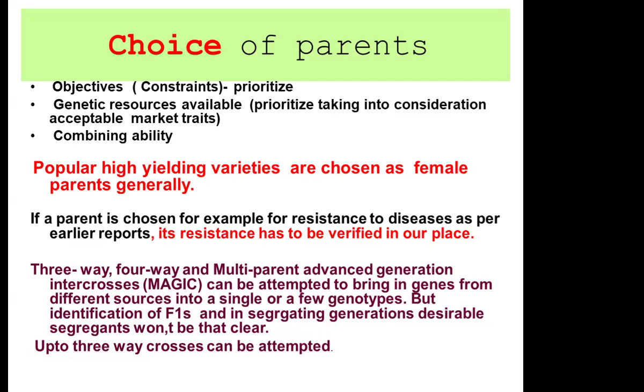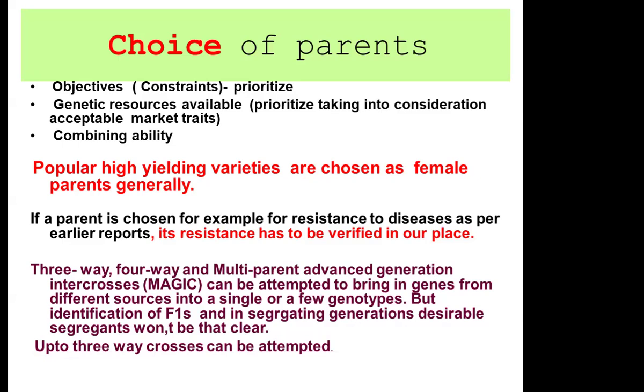Generally, we use popular high-yielding varieties as female parents, as we want to rectify the defects in these varieties. And if the resistant parents, or any trait that is of interest in a genetic resource, are reported, they have to be verified again for their resistance or the behavior of the trait.